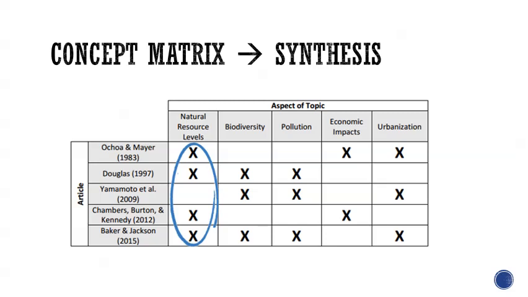Ochoa and Mayer might link natural resource levels to urbanization, while Baker and Jackson might focus on the connection between natural resource levels and biodiversity, but they also talk about urbanization. Once you've identified a point of overlap, like this one, you want to start asking questions about how those sources overlap and why that matters.